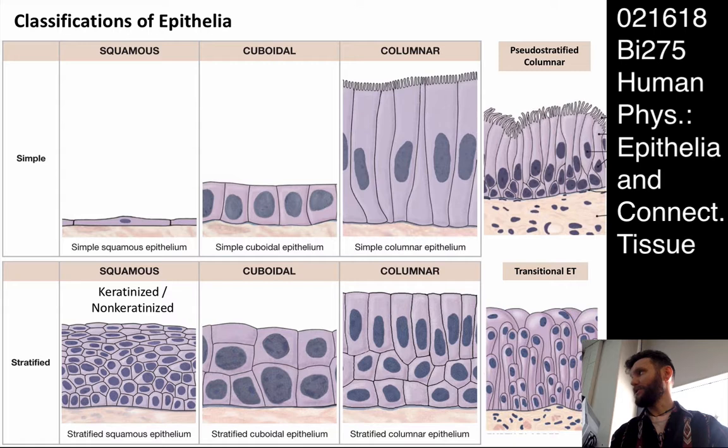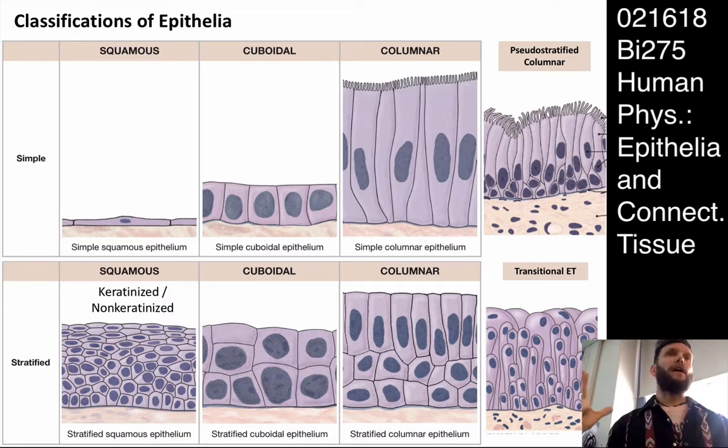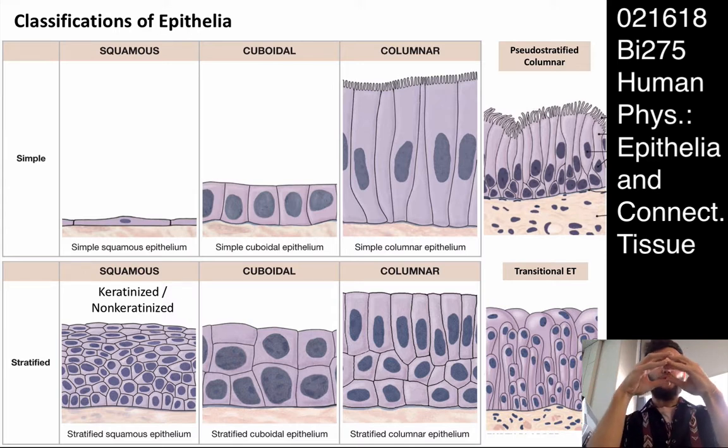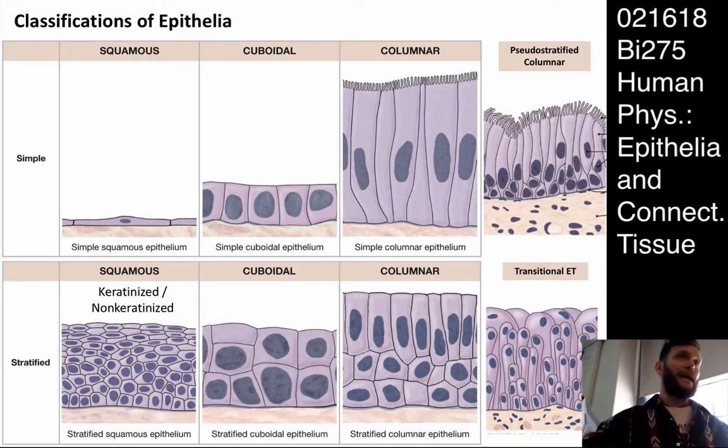Cuboidal cells and columnar cells can also be stratified. And then finally, there is another category of genuinely stratified cells that is a little bit strange. We call it transitional epithelium. It exists in a few places in the body, most significantly in the bladder. One of the characteristics of transitional epithelium, because of the specific morphology or structure of the cells, is that it's able to stretch within the two-dimensional plane of the layer of epithelium.